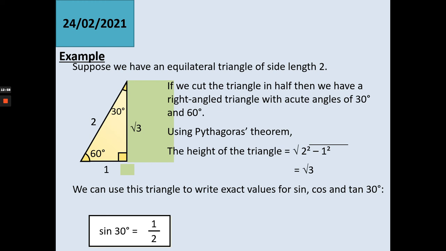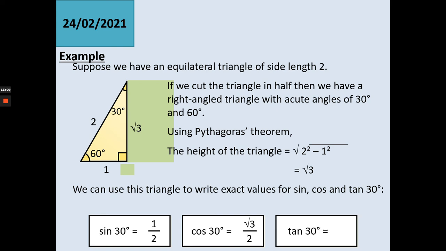So that's nice and easy. The cosine of 30 is going to be the adjacent over the hypotenuse, so that's going to be root 3 over 2. And then the tan is the opposite over the adjacent. So our opposite is 1 and our adjacent is root 3. Okay, so we've got our 30 degrees, so we can do those.